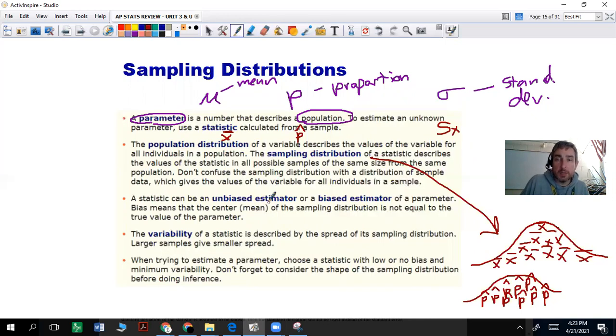An unbiased estimator is when the mean of the sampling distribution is equal to the true value of the parameter. The variability of a statistic is described as the spread of the sampling distribution. So when n is larger, we get a smaller spread. When n is greater, the spread, aka the standard deviation, is smaller.